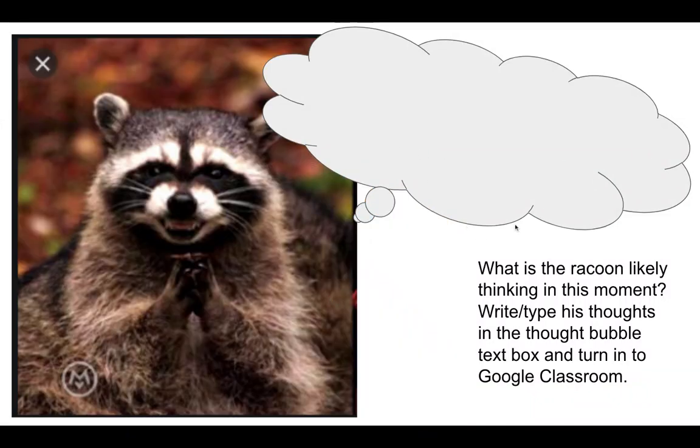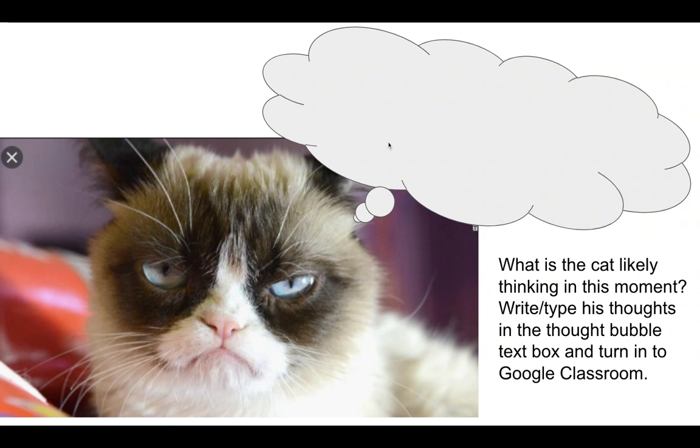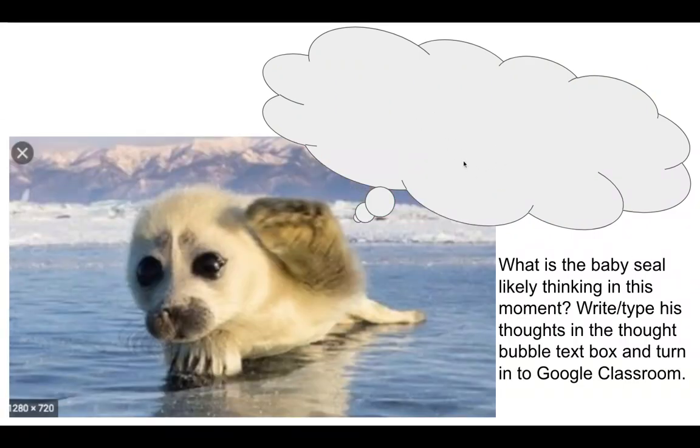And then here's the raccoon. So what is the raccoon likely thinking in the moment? You can write and type his thoughts in the thought bubble. And then what is the cat likely thinking in the moment? Write and type his thoughts in the thought bubble. And then what is the baby seal likely thinking in the moment? Write and type his thoughts in the thought bubble. So two fun things you can do if and when you're done. You need to finish your project first.